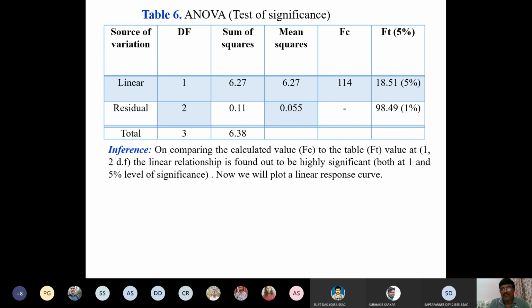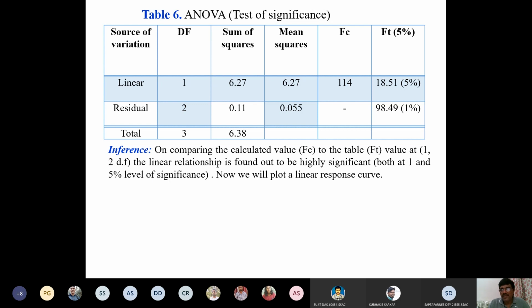So for regression, degree of freedom is fixed. This is 1. And total pair were 4. So 4 minus 1, total degree of freedom is 3. And then you can calculate for the residual. Total degree of freedom is 3, and for linear 1. So 3 minus 1, you get 2 degrees of freedom for residuals.